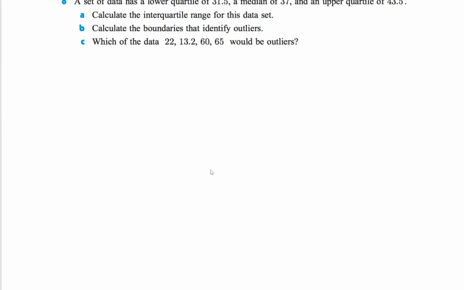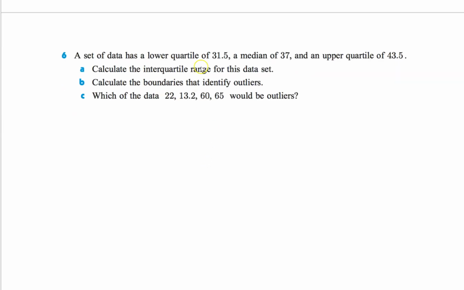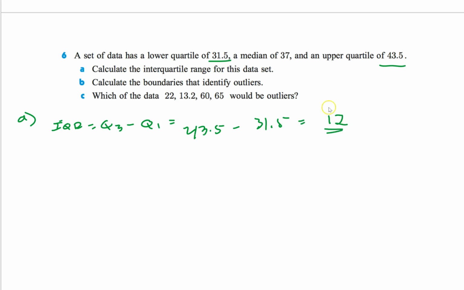So here's our first one. A set of data has a lower quartile 31.5, a median 37, and an upper quartile 43.5. So the first question is, find the interquartile range, right? So IQR. IQR is just Q3 minus Q1, or upper quartile minus lower quartile, which they gave us. So 43.5 minus 31.5, also known as 12. That's my IQR.